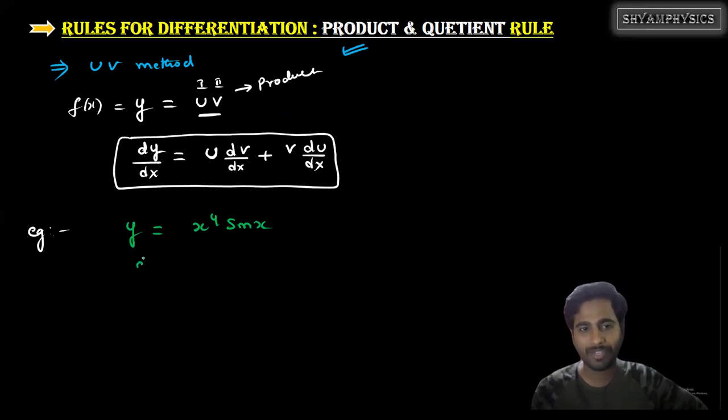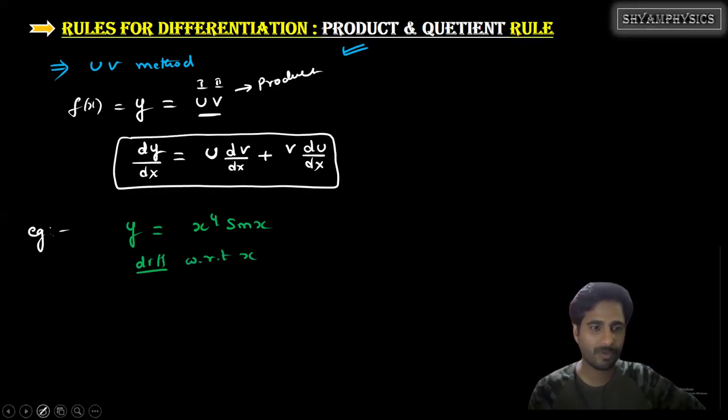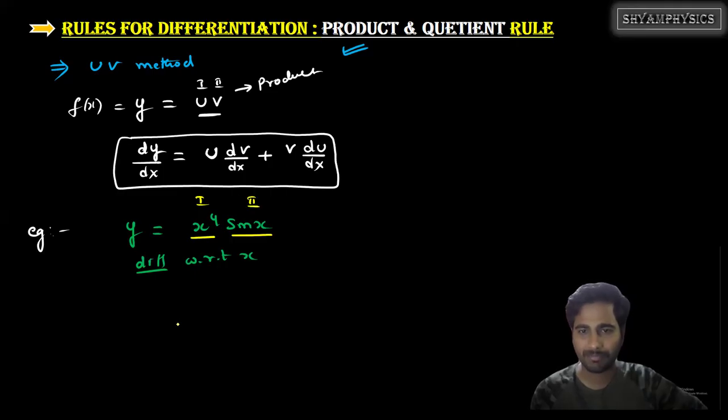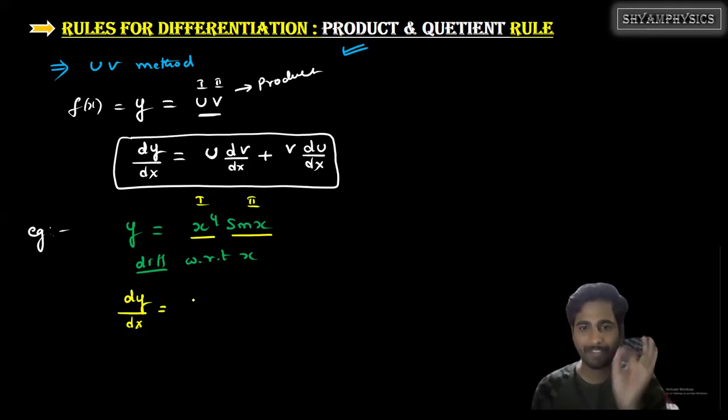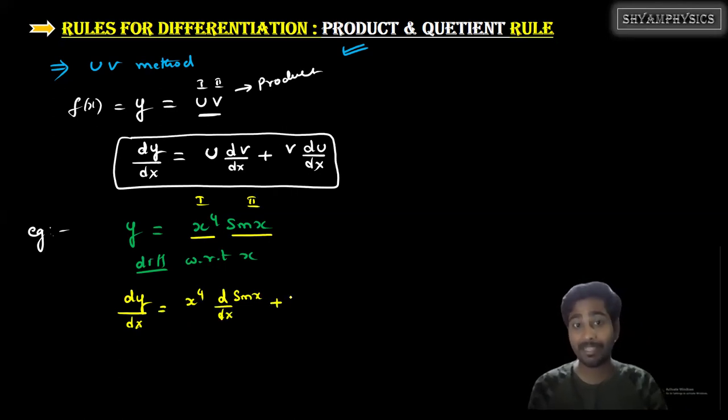Now I want to differentiate this y with respect to x. Check once the function they have given. This is x, this is also x. This is the first term, this is the second term. Now I want to find dy by dx. What I told: keep the first function as constant, x to the power 4. Differentiate the second function, sin x. Plus, the second term we need to keep constant. Differentiate the first term they have given, x to the power 4.